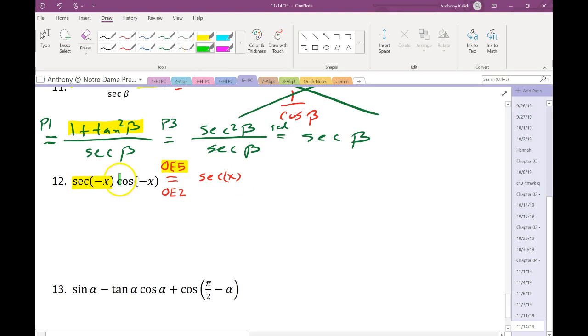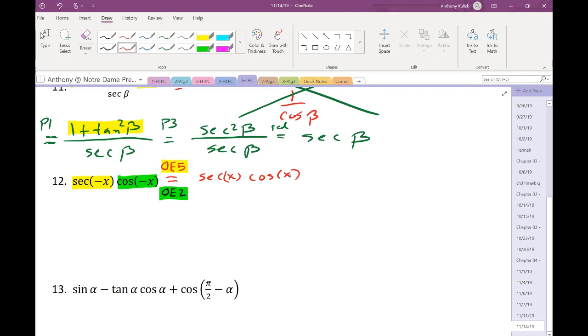x. And when we did the odd-even identity 2, that turns cosine of negative x just into cosine of x. Those are what the odd-even identities 2 and 5 state specifically. So look at those at the very bottom there, Matt.